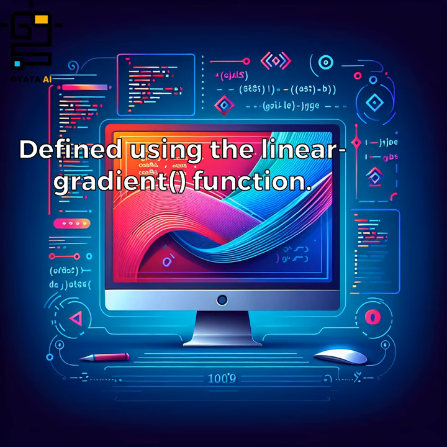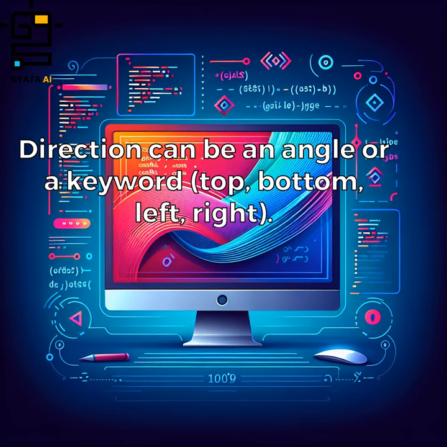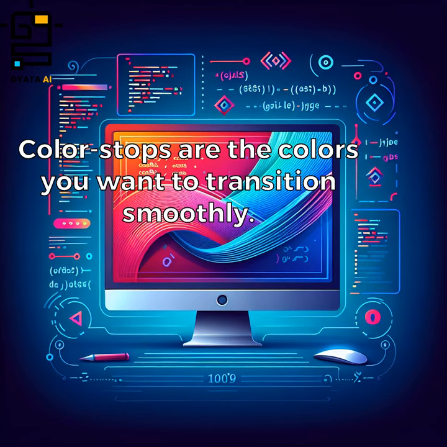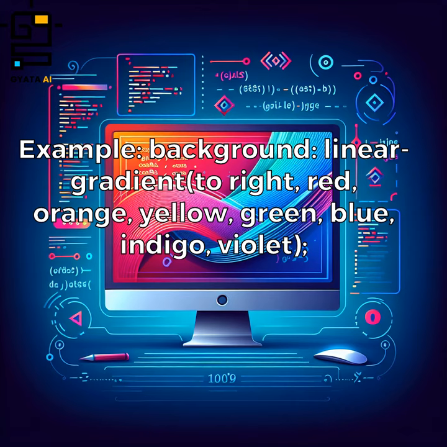Linear gradients are defined using the linear-gradient function. Direction can be an angle or a keyword: top, bottom, left, right. Color stops are the colors you want to transition smoothly. Example: background: linear-gradient(to right, orange, yellow, green, blue, indigo, violet).